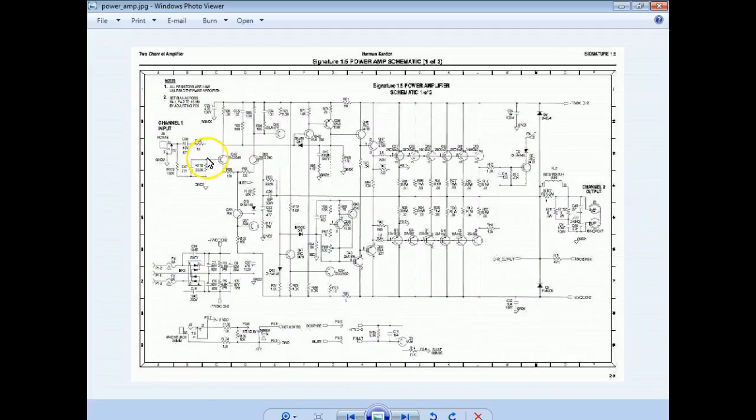Inputting on the base, outputting on the collector. Right, common emitter, right? Then this guy right here comes flying over. This inputs on the base, looks like it outputs on the collector too. I'm sorry, this is the emitter.